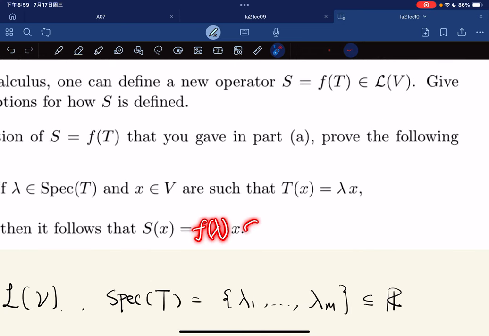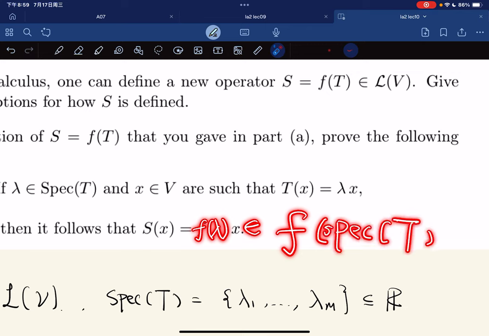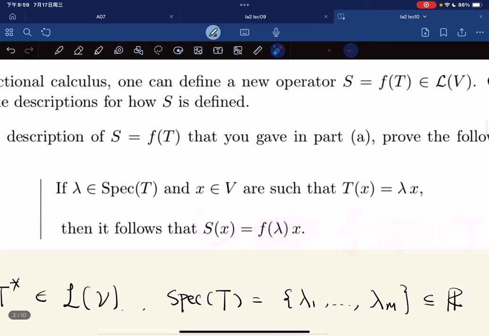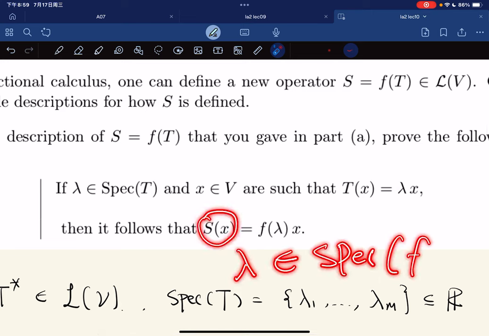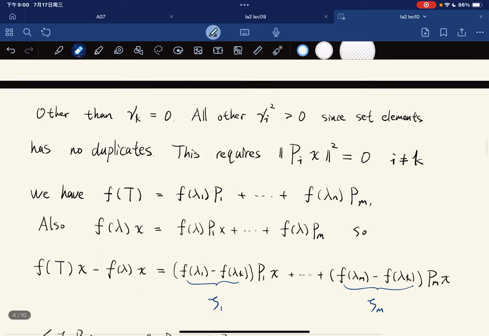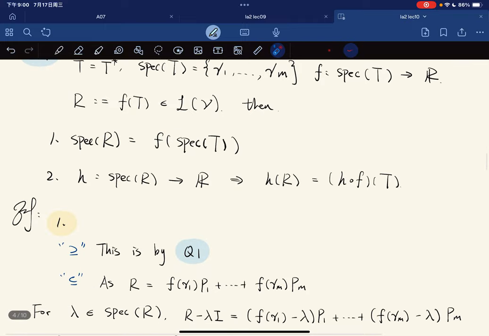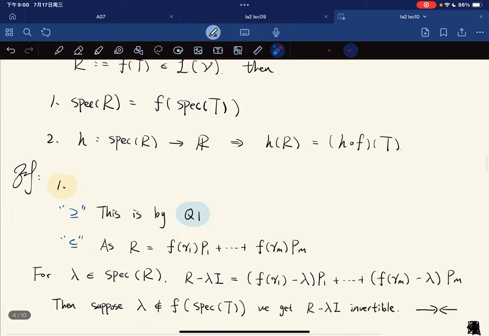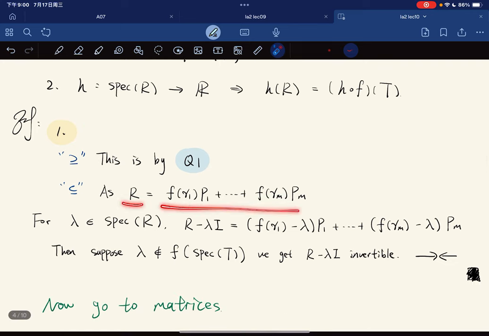F of lambda is an F of spectrum of T, right? And this SX is F of lambda of X for some X, right? So lambda is in the spectrum of F of T. In our case, we write it as R, right? So this is really by question one we just did. And for this direction, we've seen this trick once again. We write R as this.